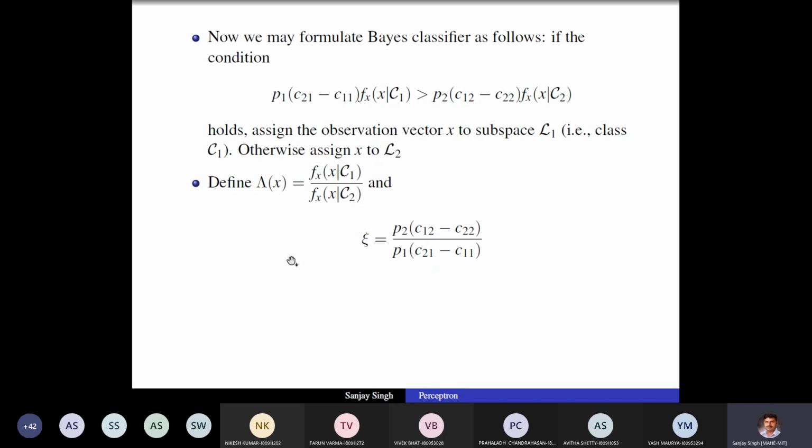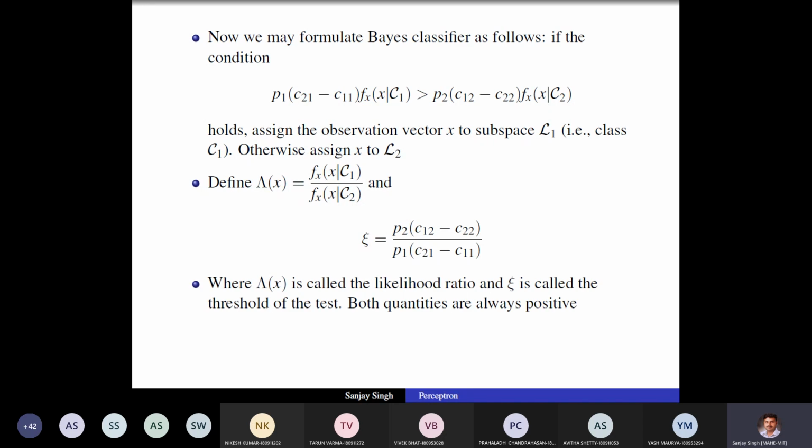Based on this, we can write a simple rule for the Bayes classifier. As I mentioned, it's a likelihood ratio and a constant, which is also called the thresholding function. Both quantities are positive, of course. Why is this positive? You know that C22 is the cost of correct classification, and C11 is the correct classification, and this will always be higher. So this subtraction will always be positive. Here also positive. Probability has no concept of negative. So those are positive quantities.